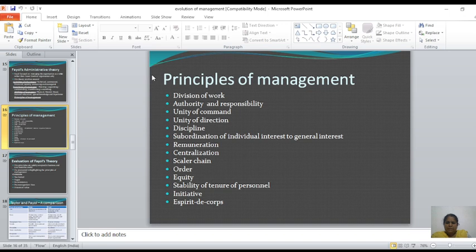Next, order. What do you mean by order? It emphasizes two types of order: material order and social order. What do you mean by material order? There must be a planned place for everything, whereas social order means an appointed place for every employee. For example, there should be a specific place for the foreman in a factory so that the work can be done easily.